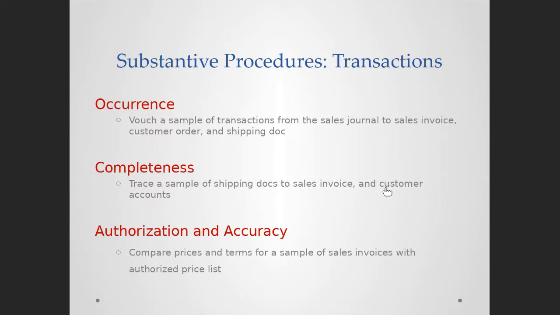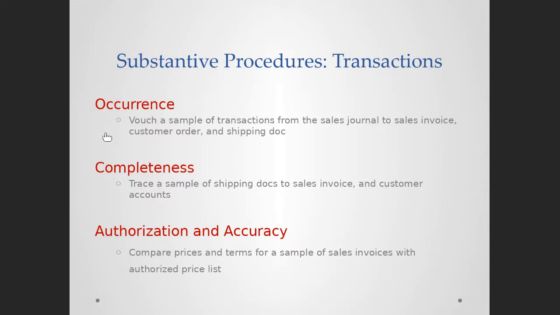You go backwards. So when you see the word vouch, it means go backwards. You start at the sales journal and you pick up a journal entry, right? So you find in the sales journal debit to accounts receivable and credit to sales. And you want to see, okay, for this sale in the sales journal, do they have an invoice? Do they have a shipping document? Do they have a customer order? If they do have proof of all of these, that means this particular sale transaction happened.